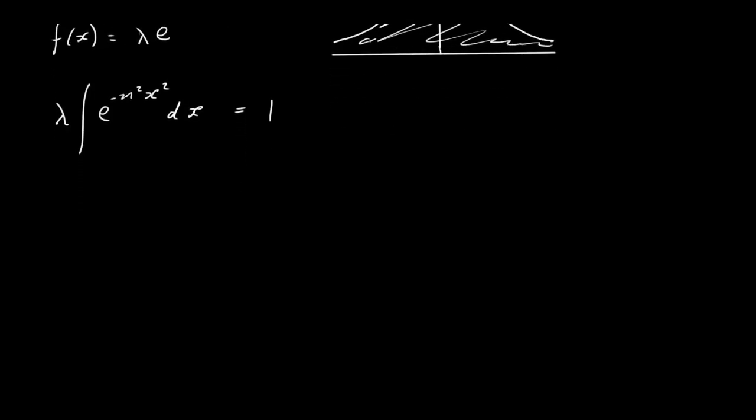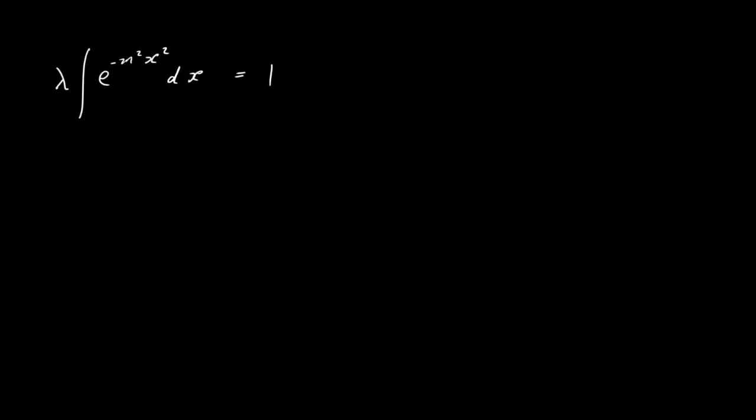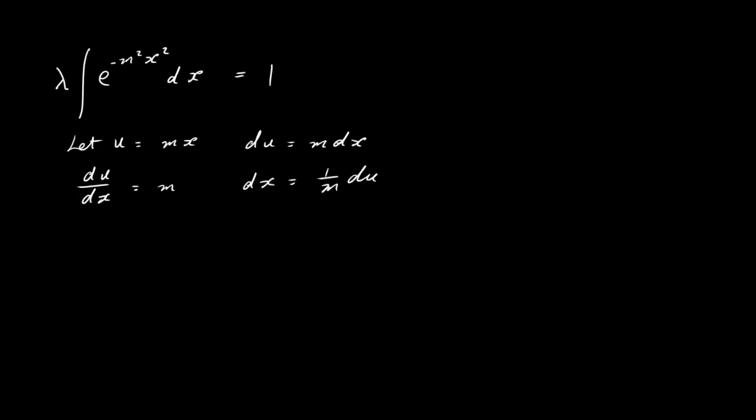So what I'm going to do is integrate by substitution. I'm going to let u equal mx. That means du dx is just going to be equal to m, or du is going to be equal to m dx, and also dx is going to be equal to 1 over m du. So let's see what we have then.